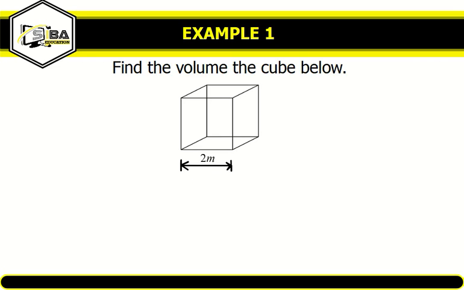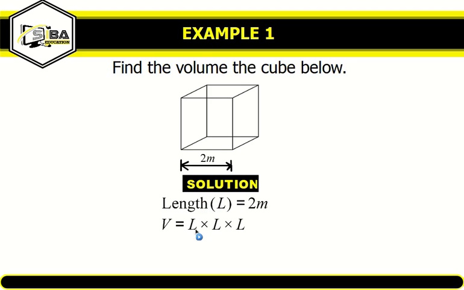Find the volume of the cube below. So we have a cube here with side 2 meters, and we have to find its volume. Let's look at the solution together. We are told the side of the cube is 2 meters, and we just derived that the equation of a cube is given by multiplying 3 of its dimensions. So length times length times length.